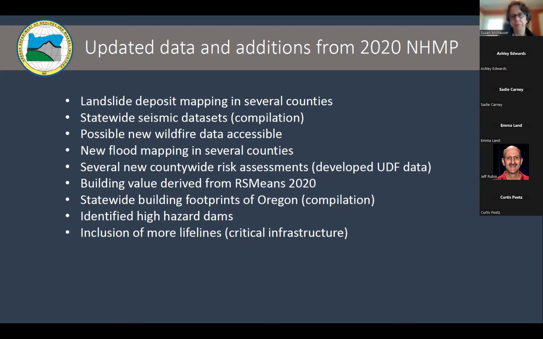But when I say more lifelines, I mean things like dams, things like energy, I guess you'd call them electrical distribution points. I don't know. There's lots of things like that, there's a huge list of things like that. So I will be cobbling that data together as best I can over the next few months. And I think that might be it.